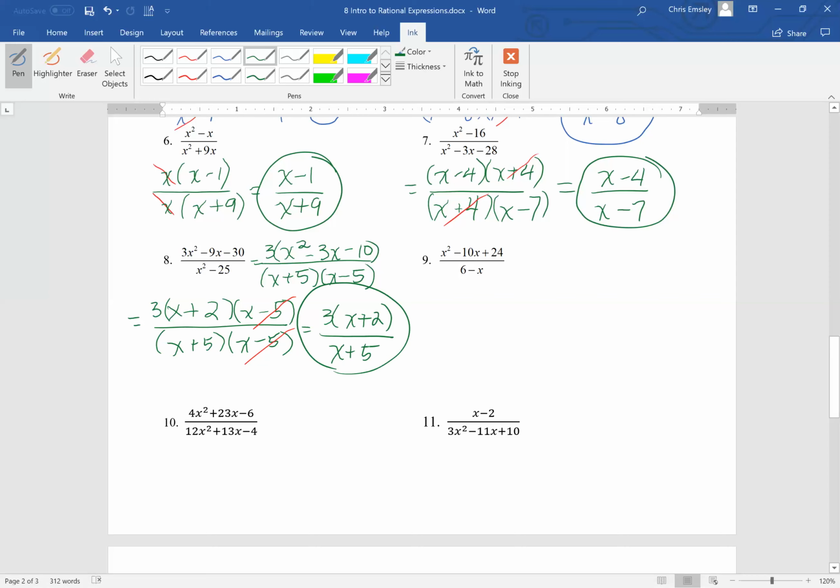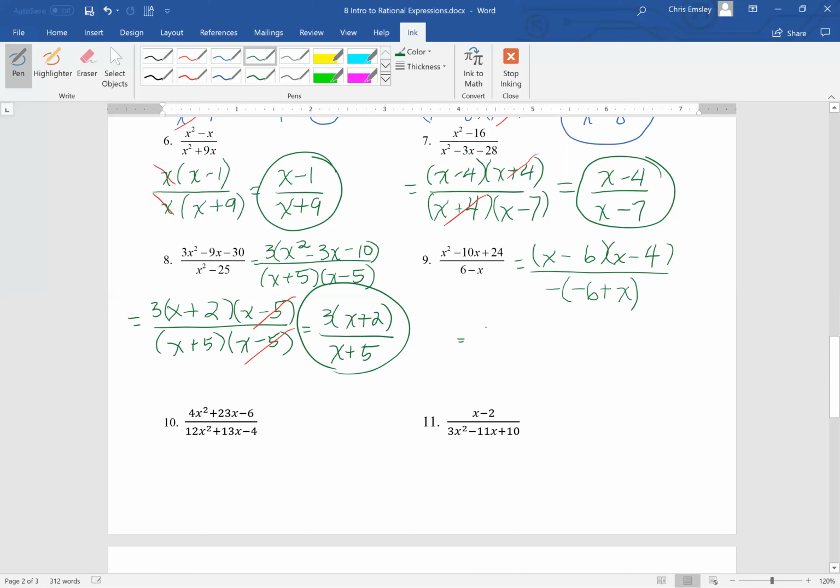Okay, number 9, let's factor that numerator. 24, I need factors of 24 that are going to give me a -10. Well, 6 times 4 is 24, and if they are both negative, I get a -10. Now stop for a minute here. 6 minus x, again, doesn't look like it factors, but remember that trick we used back on number 4 or something? If we changed the signs of both of these terms, it would match one of our common factors. So I'm going to factor out a negative, and that's going to become -6 plus x.